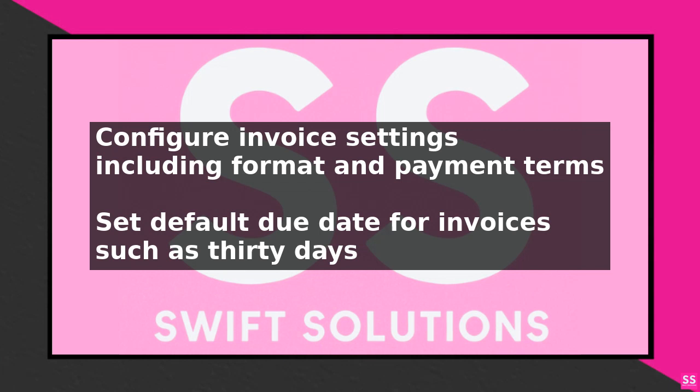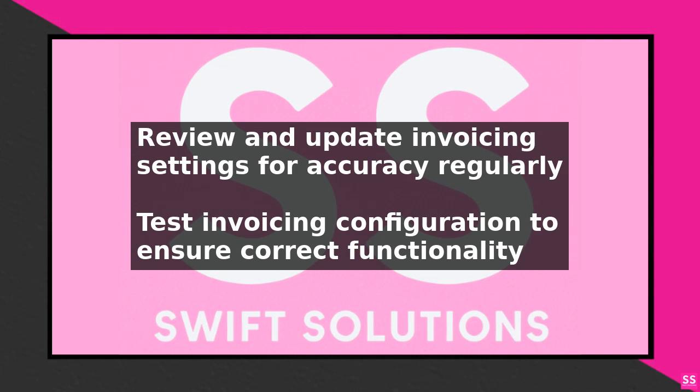Once you have configured your invoicing settings, you can start creating invoices. To create an invoice, simply select the client you want to invoice and the services you want to bill for. You can also add a description of the services and the amount you are billing for. Bill4Time will automatically calculate the total amount due and generate an invoice that you can send to your client.